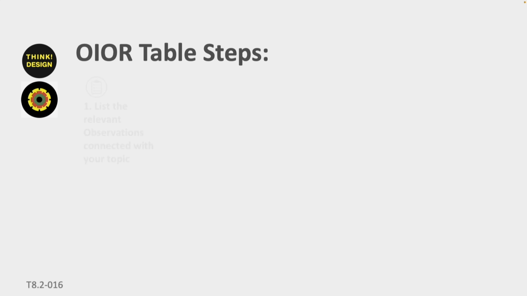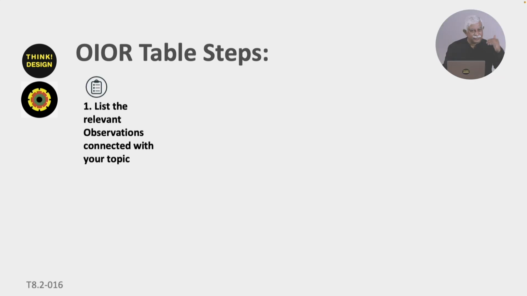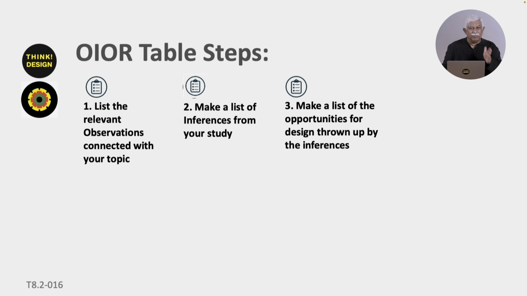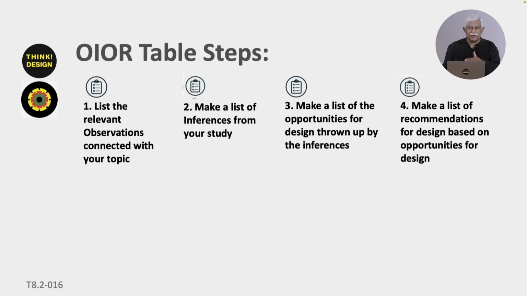Let us look at its steps. First, list the relevant observations, again connected with your topic. These would have come both from primary and secondary research. Make a list of inferences from your study. This is part of the analysis. Make a list of opportunities for design thrown up by these inferences, and then make a list of recommendations for design based on opportunities for design.